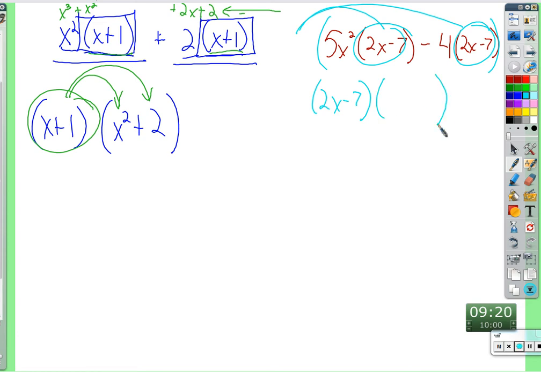So what's left in here once we take out 2x minus 7 from both of them? 5x squared minus 4. Exactly right. So the idea that we can treat a parentheses, the whole parentheses, as a factor, that's what we're trying to get at. That's what we're trying to learn and wrap our heads around.